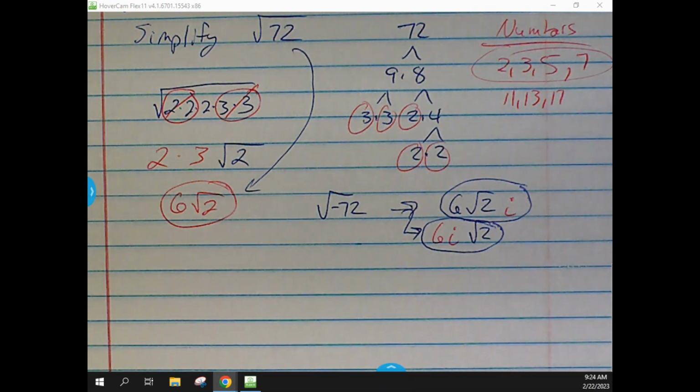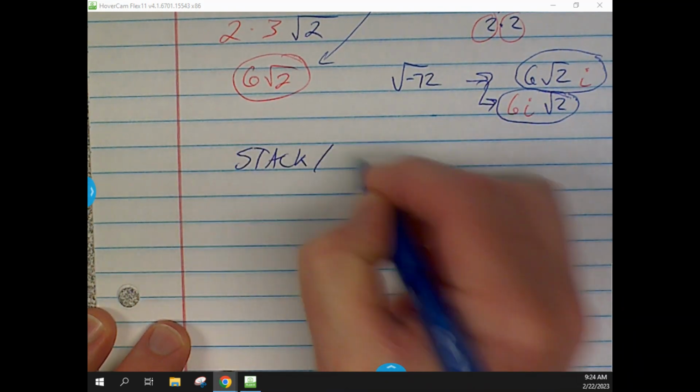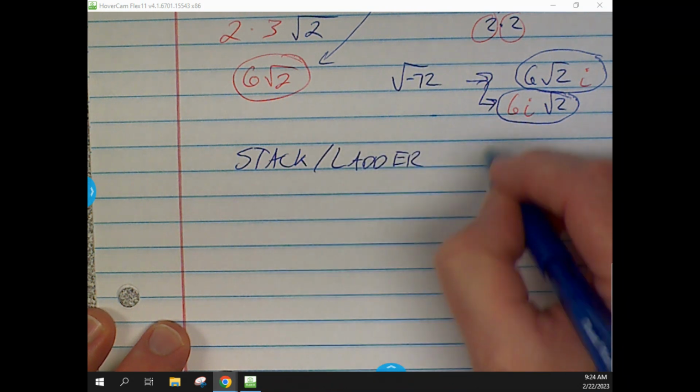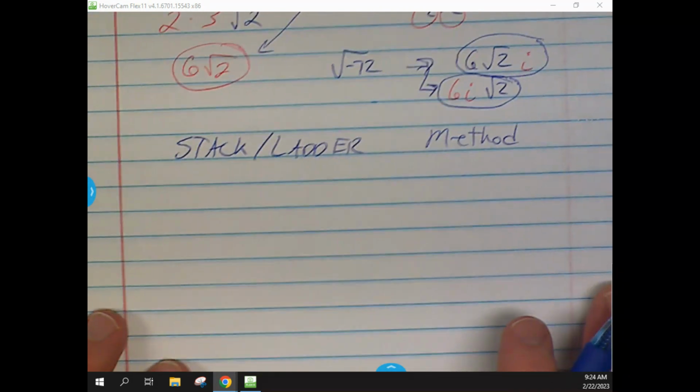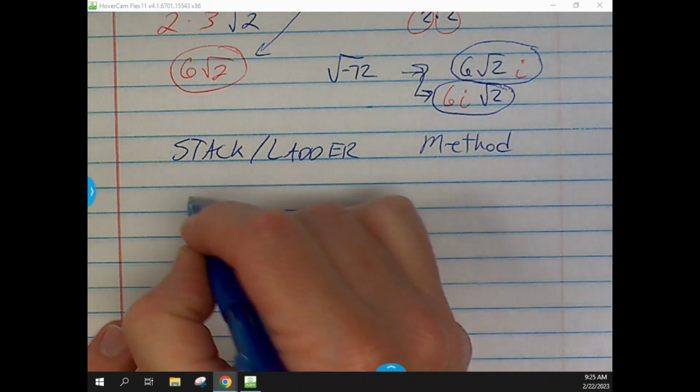One thing you can do that makes things a little bit better, you don't have to do this. I'm just going to show it to you. This is the stack or the ladder method. So if you don't like the old factor tree method, if you do the stack or the ladder method, there's not any way you can miss this problem. You won't miss numbers that could possibly be hidden out in your factor tree. So let's say we had like 240. We had to take the square root of 240.